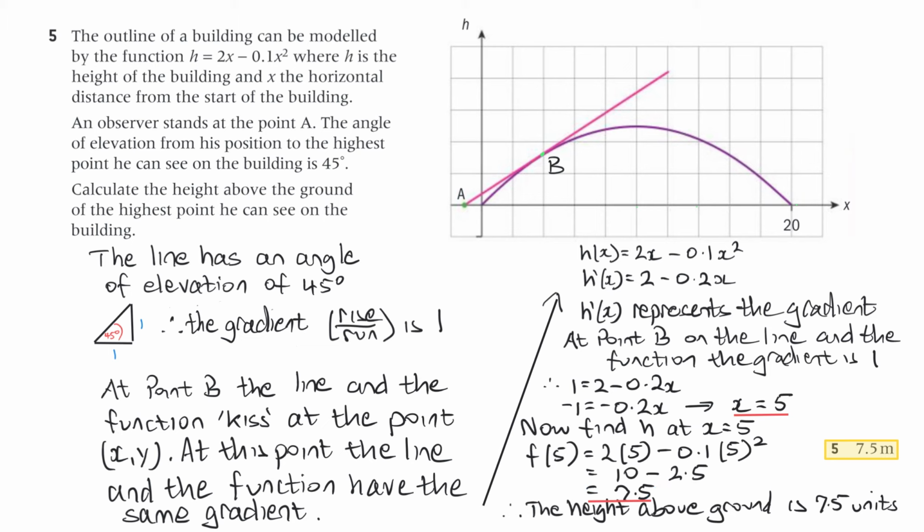Now 7.5, it doesn't say meters, so I've just put units. In the back of the book, they say it's meters. So basically, the x value is 5 and the function value, which is the height here, is 7.5.